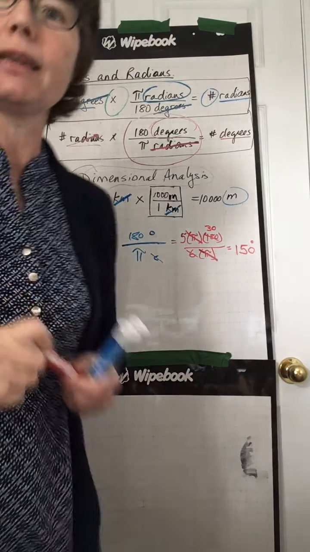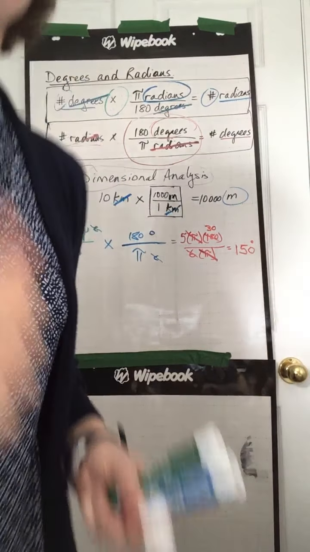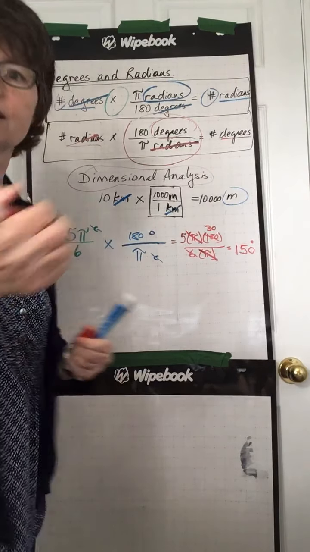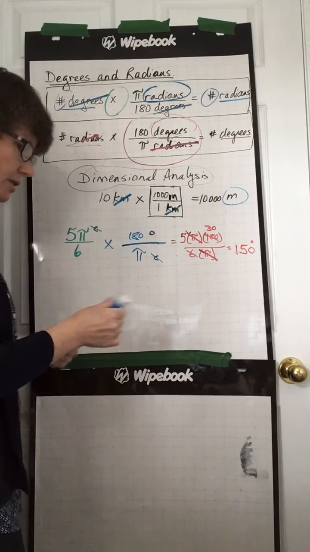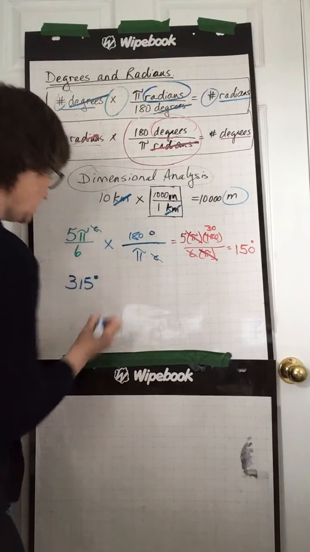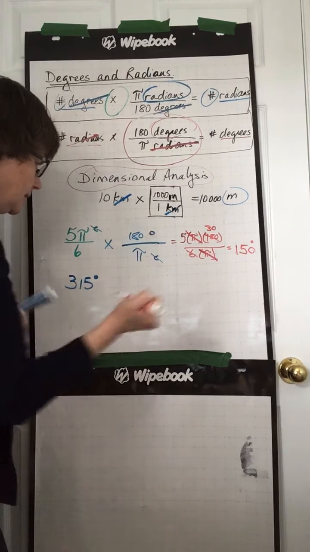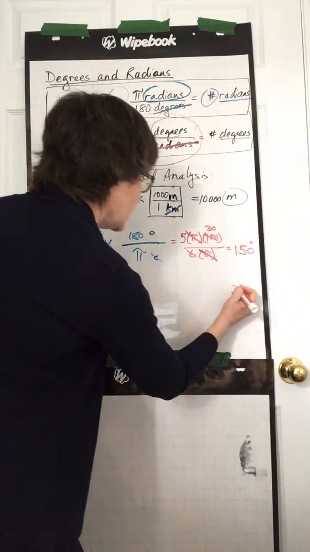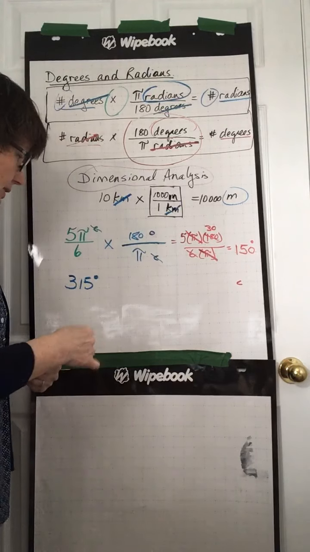Okay, so going the other way. Let's see an example going the other way. 315 degrees, which is number 3F. So this time we're starting with degrees, 315 degrees. We need to multiply by a fraction that will let us have radians in the final answer. So what's that look like?